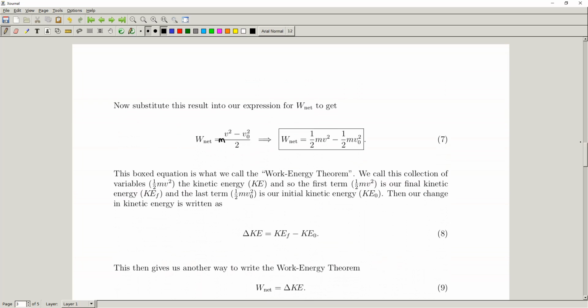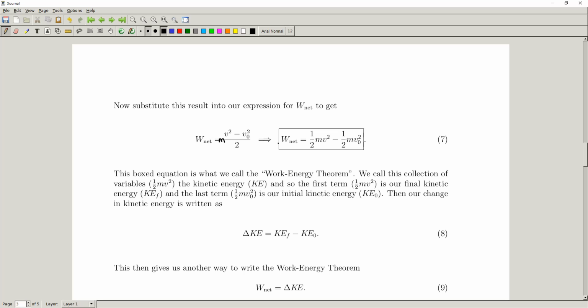So assume there's an m here, and then if we clean this up, we can see that we're going to end up with the boxed equation that we have here. And this boxed equation, this is what we call the work energy theorem. And so what is it sort of telling us?